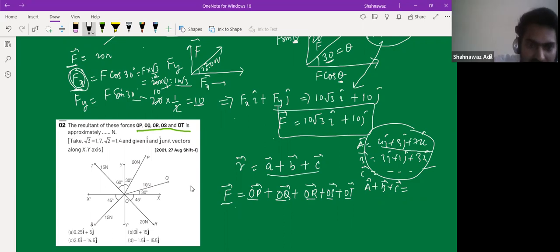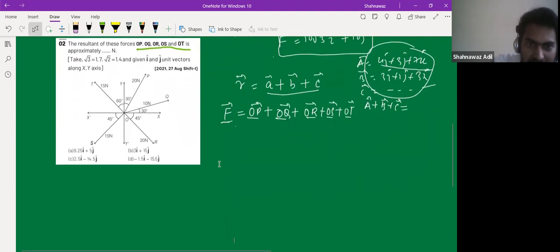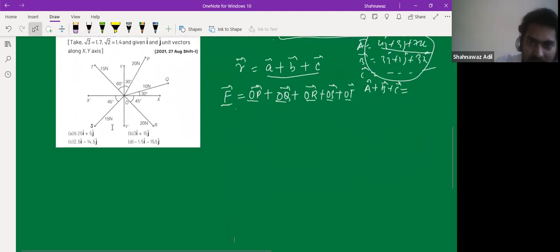So let's first draw this horrific diagram. Firstly, we'll calculate OP. Let's just focus on OP. You see that this is OP and the magnitude is 20 Newton. And theta is what?